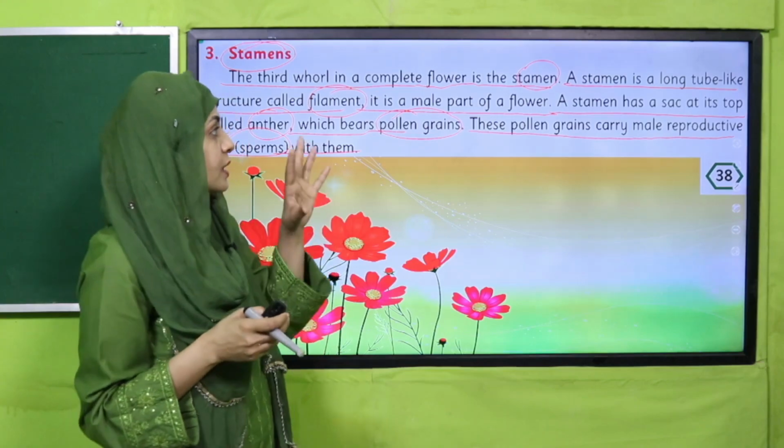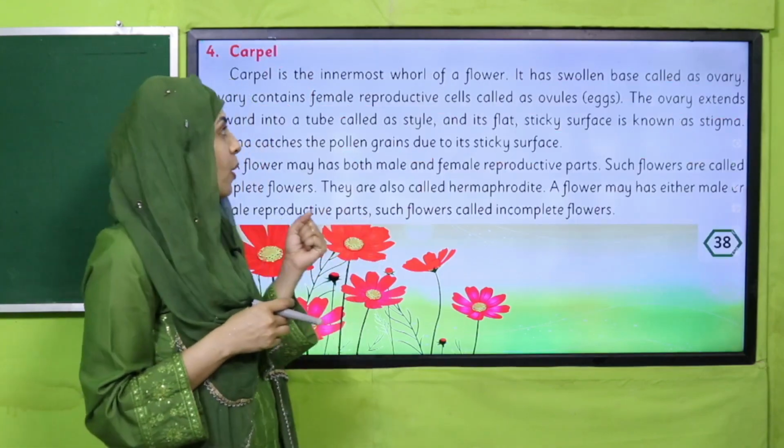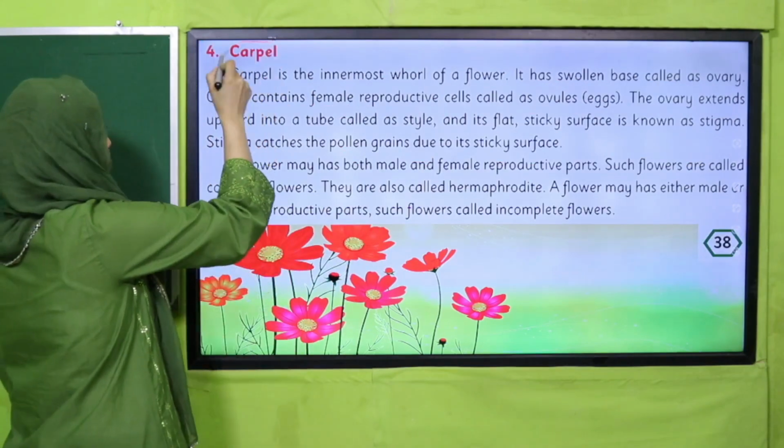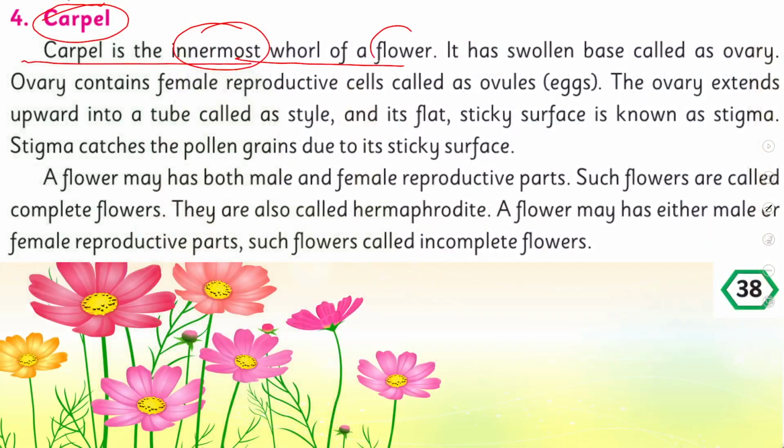So my dear students, this is the internal structure of the flower. Now let's read about the carpel, which is the female part of the flower. Carpel is the innermost whorl of the flower. It has a swollen base as ovary, which I showed you: at the very bottom there is a swollen part, which is called ovary.